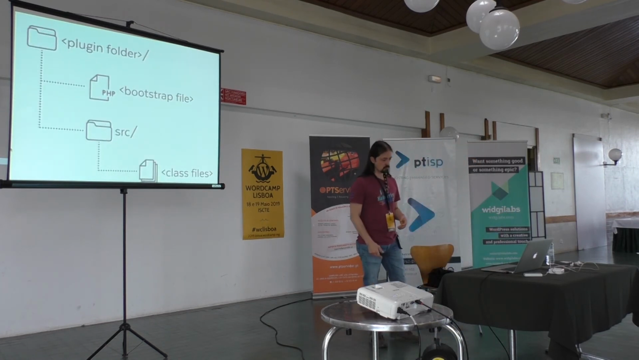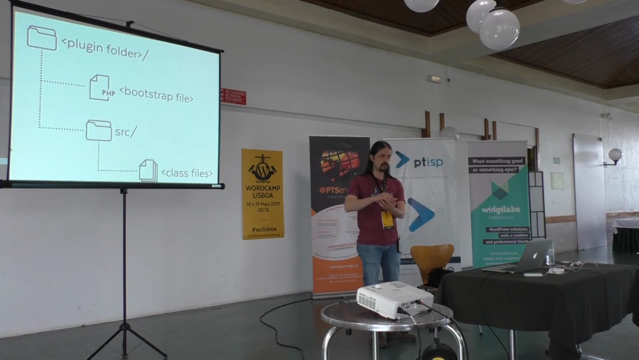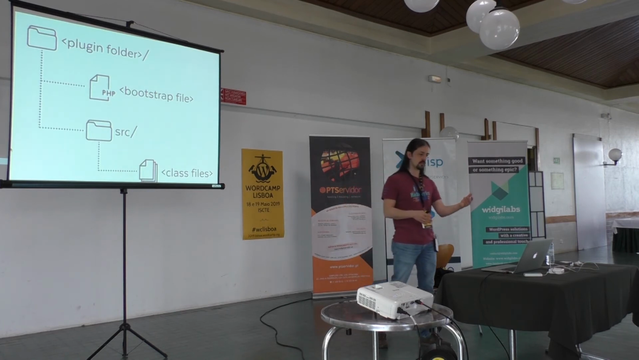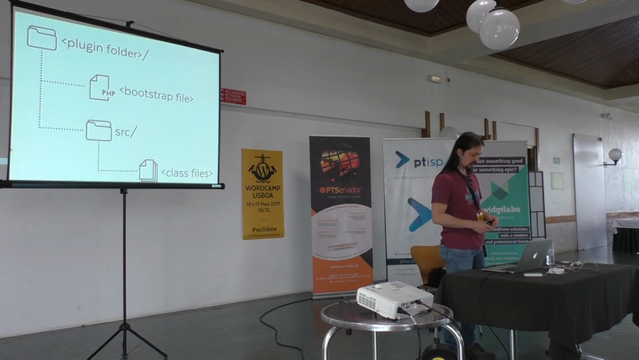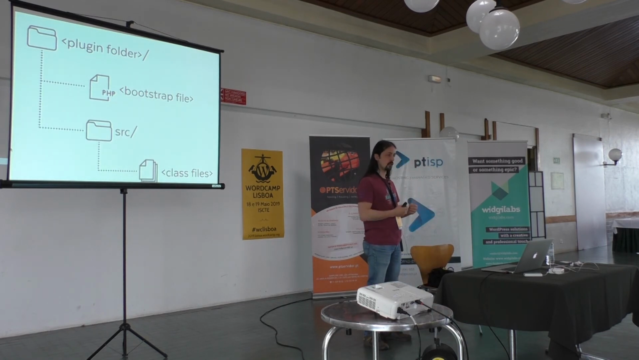So here you see what that at its most basic would then look like. The plugin folder contains the bootstrap file, and then only the source folder where you have this hierarchy of subfolders and classes as it was shown in the PSR4 example. And the bootstrap file is the one that will then pull in the autoloader and trigger the first object that is responsible for everything.